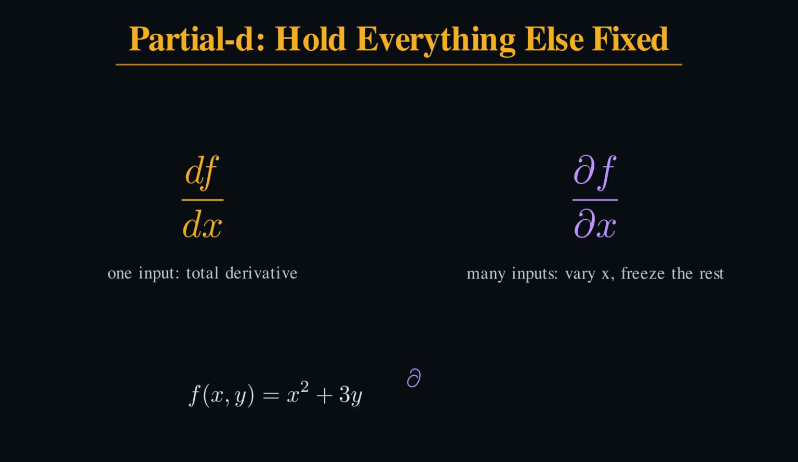Quick example. Take f equals x squared plus 3y. Partial with respect to x. Treat y as a frozen constant, so the answer is 2x. Partial with respect to y. Treat x as frozen, so the answer is just 3. Each partial looks at one dial at a time.